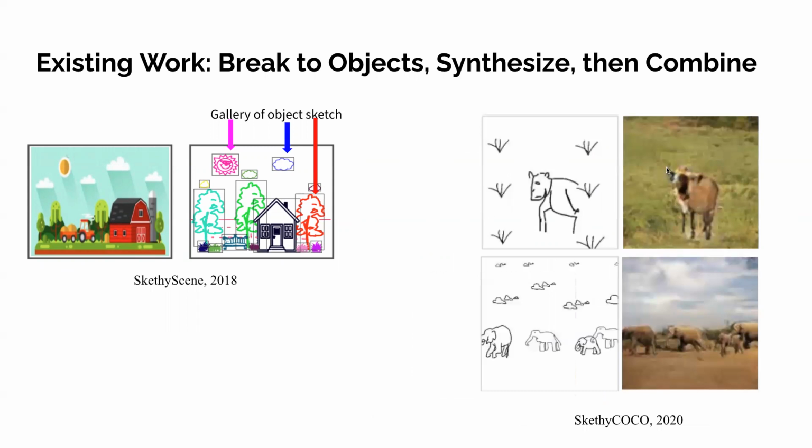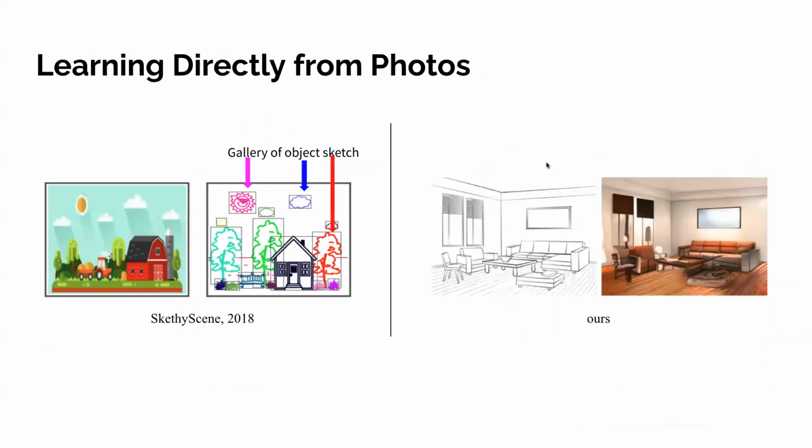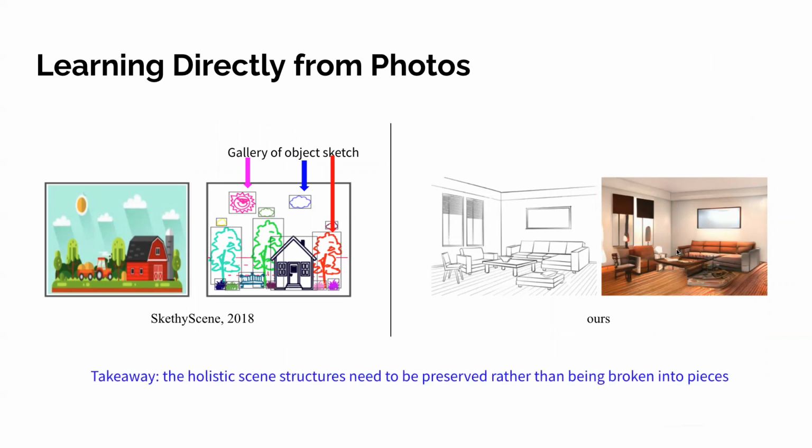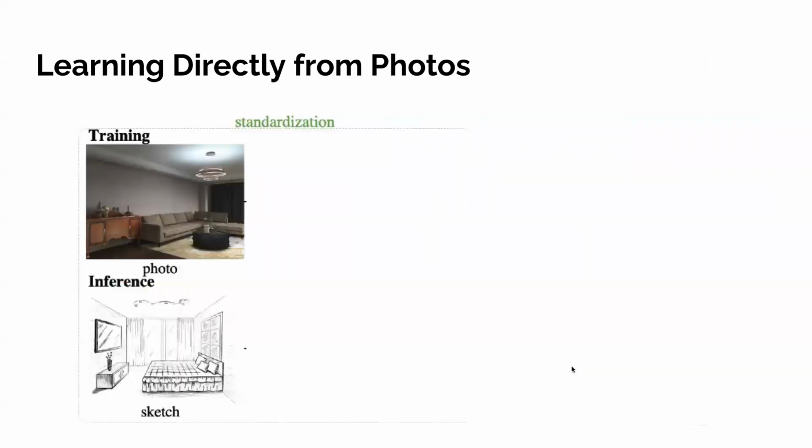The issue is, the quality may not be very high because it's a cascaded process, right? You have to segment first, so there might be some errors, and then the combining may also cause a problem. And what we do is directly learn from photos rather than break them into different parts. We directly learn from the whole sketch and then generate a synthesized image. The main takeaway is that this way, the holistic scene structure can be preserved and we don't break it into pieces.